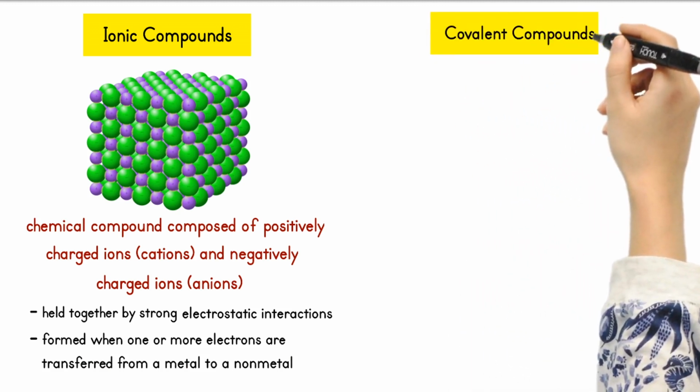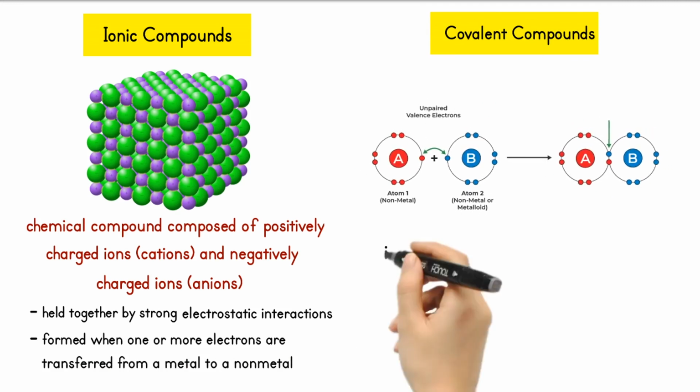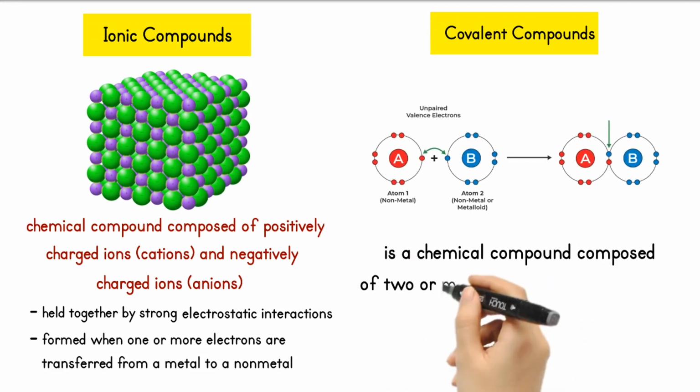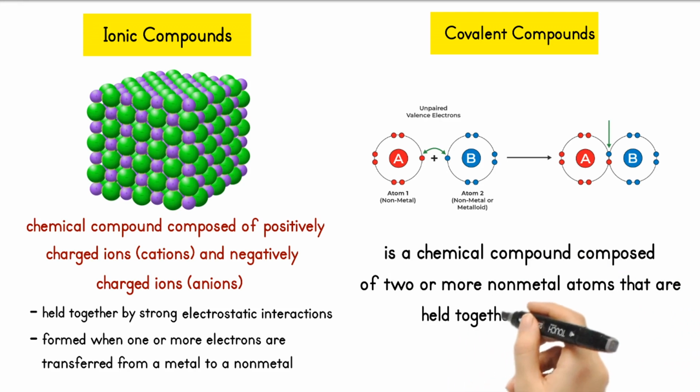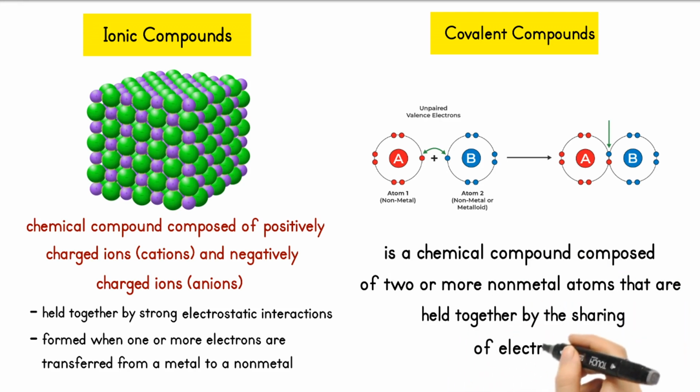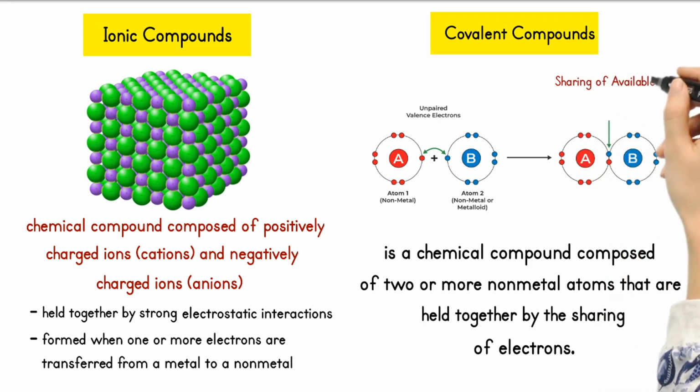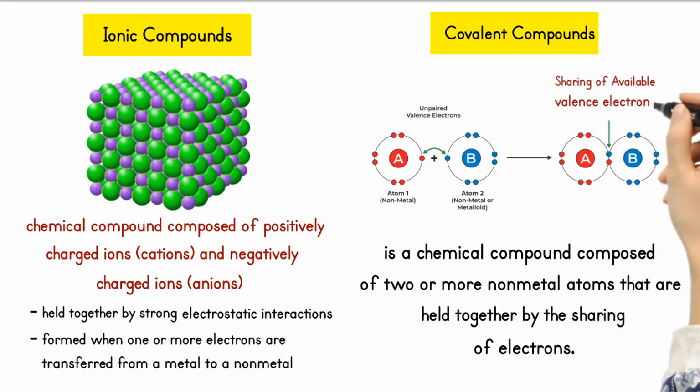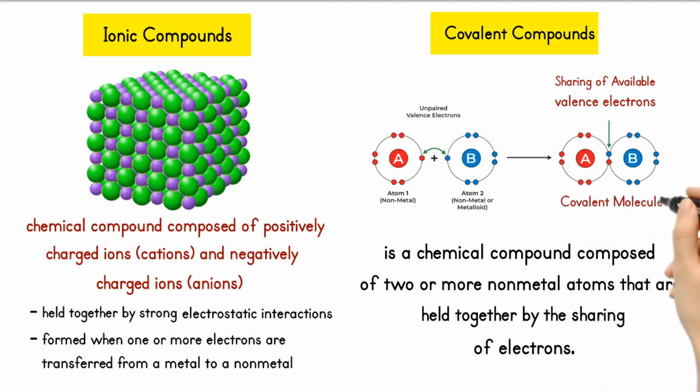Covalent compounds. A covalent compound is a chemical compound composed of two or more nonmetal atoms that are held together by the sharing of electrons. In a covalent bond, atoms share electrons in order to achieve a more stable electron configuration. This sharing of electrons results in the formation of a molecule, which can be composed of two or more atoms of the same or different elements.